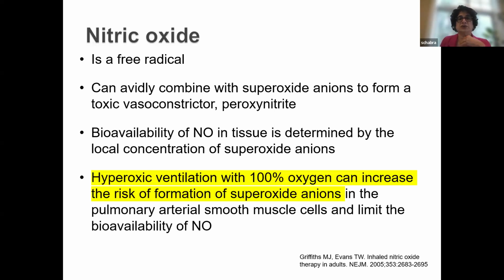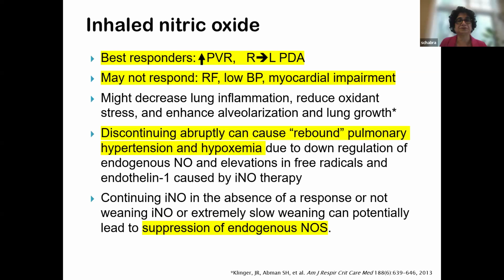It can combine with superoxide anions to form toxic vasoconstrictor peroxynitrite. And so if you don't see any improvement with nitric oxide at 20 parts per million, you need to stop it. Also, hyperoxic ventilation with 100% oxygen, if you continue, can increase the risk of formation of superoxide anions and limit the bioavailability of nitric oxide.